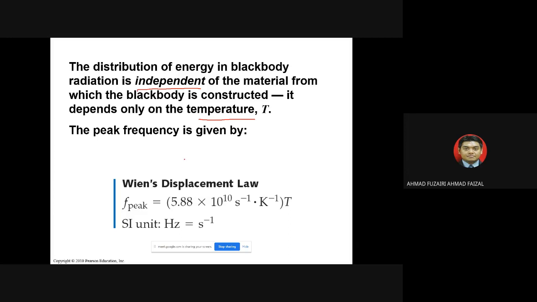The peak frequency is given by this, so this is what we call the peak frequency. Remember when we have a plot of the graph, the peak has been shifted to the right. If we plot intensity against wavelength, we can calculate the peak, which is given by a constant value times the temperature, and we will get the frequency, which is in hertz or second to the negative 1.